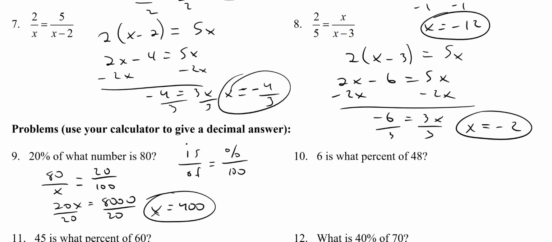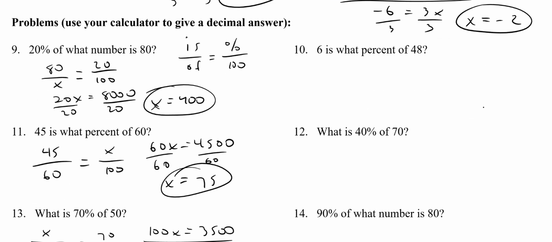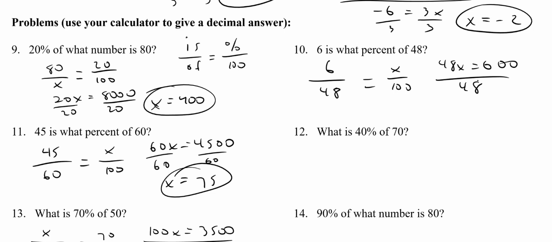Here are some more percent problems. 6 is, so 6 is the is, what percent? That's your question. Of 48. Cross multiply. So we get 48x equals 600. Divide by 48. That gives us 12.5 if you put it in your calculator.